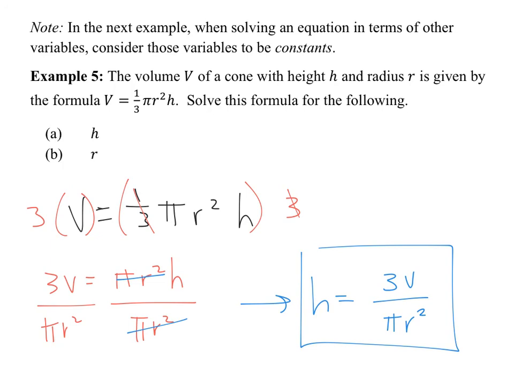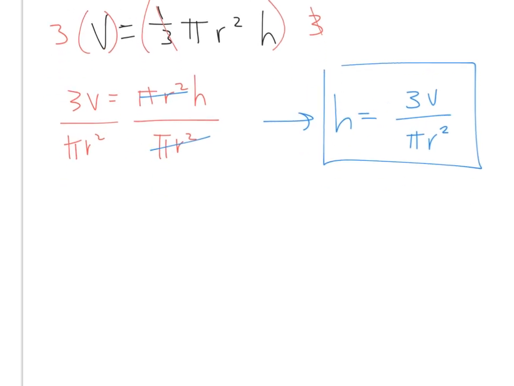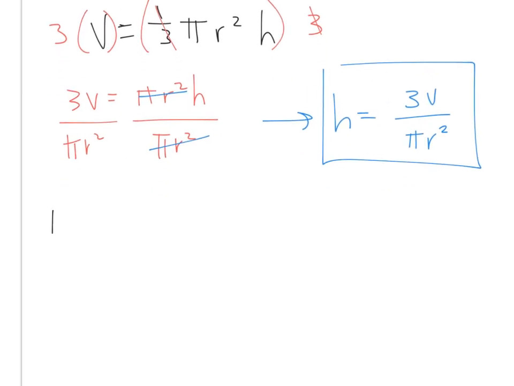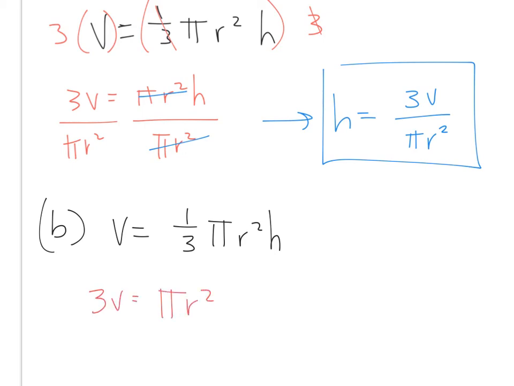How about part B? Solve for r. Same formula. Our goal now is to solve for r. Some of it's going to be the same, some of it will be different. What would I do first? James? Yeah, same as before, multiply by 3, giving me 3V equals pi r squared h.